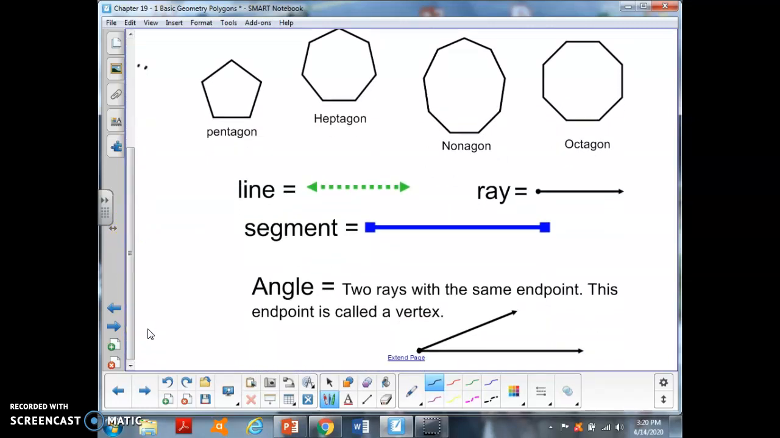One last thing, if the computer lets me, it might shut me off, but here's a line, arrow, arrow, line, segment, endpoint, endpoint, ray for review, endpoint, and an arrow, only going one direction. Tomorrow, we're going to get into angles. There's the endpoint. 2 rays with the same endpoint. This endpoint right here is called a vertex. But we'll get into that tomorrow.